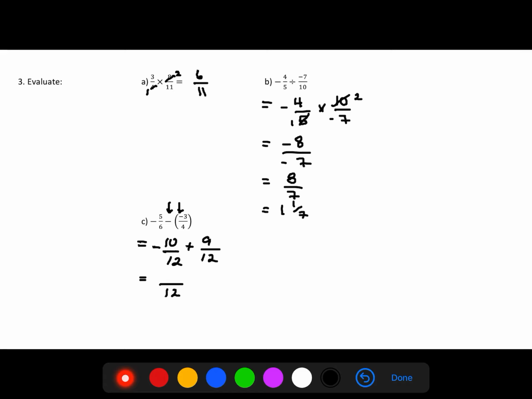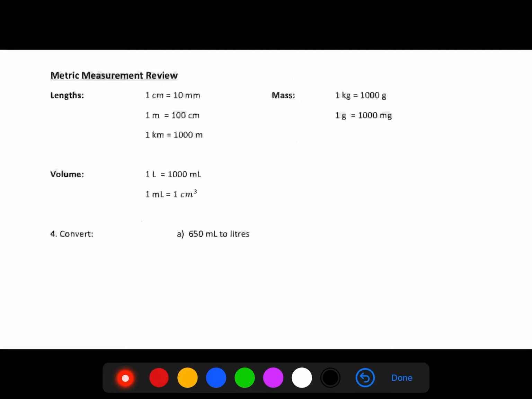When we get the same size pieces, those size pieces don't change. We just have more or less of them. So -10 plus 9 leaves us with -1. So our final answer here is -1 over 12.